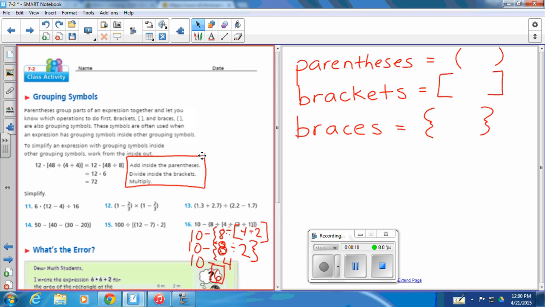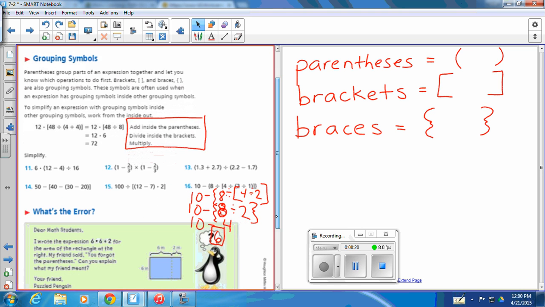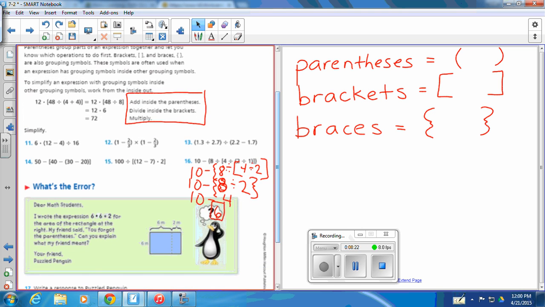Okay, so when you look at this puzzled penguin down here, it says I wrote the expression 6 multiplied by 6 plus 2 for the area of the rectangle at the right. My friend says you forgot the parentheses. Can you explain what my friend meant?